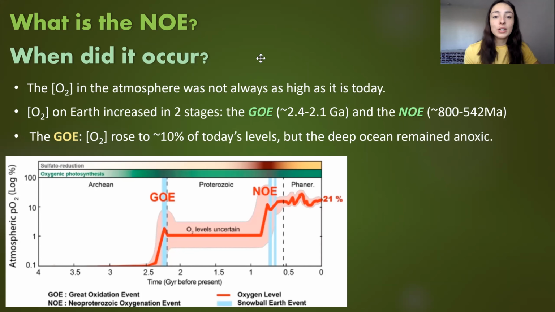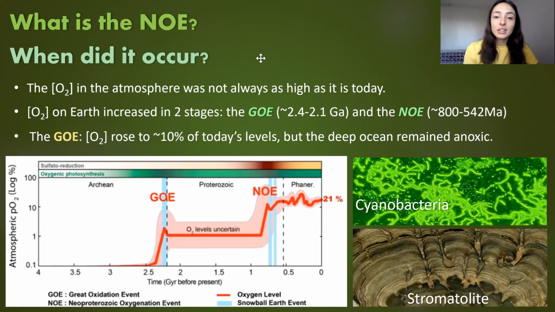And these stages were, like I already said, the GOE, which occurred around 2.4 to 2.1 billion years ago and was caused by cyanobacteria, which we talked about in that video if you want to check out the GOE video, which I will link right here for you. And the NOE, the Neoproterozoic oxidation event, shown here on this graph at the bottom, occurring around 800 to 542 million years ago.